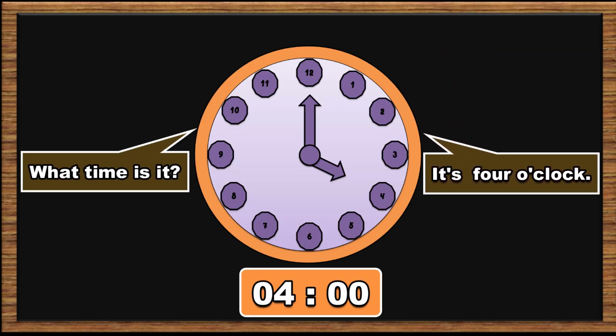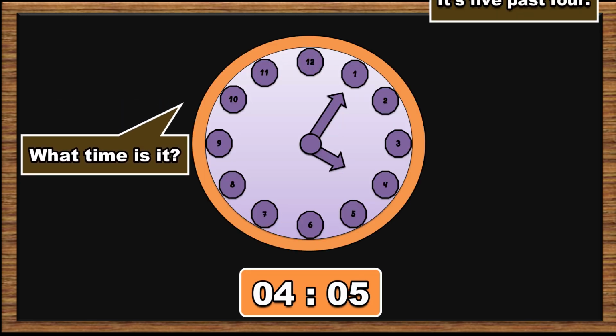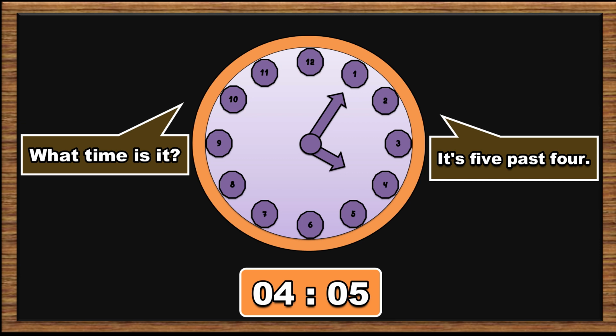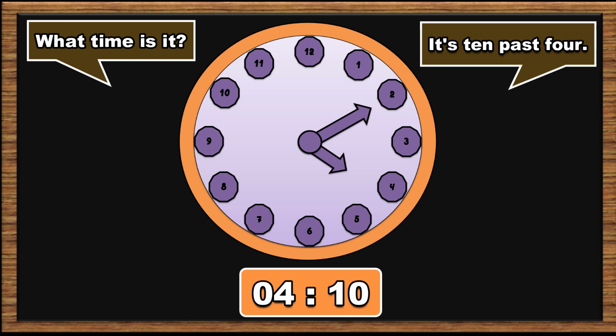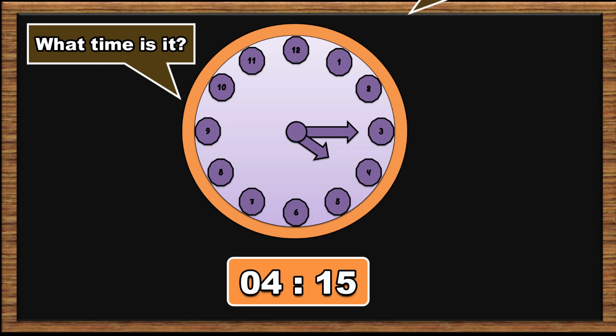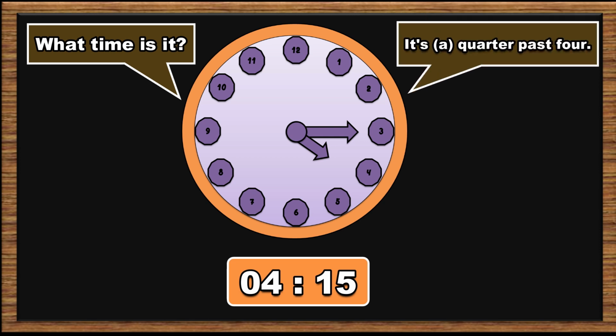What time is it? It's 4 o'clock. What time is it? It's 4:05. What time is it? It's 4:10. What time is it? It's 4:15.